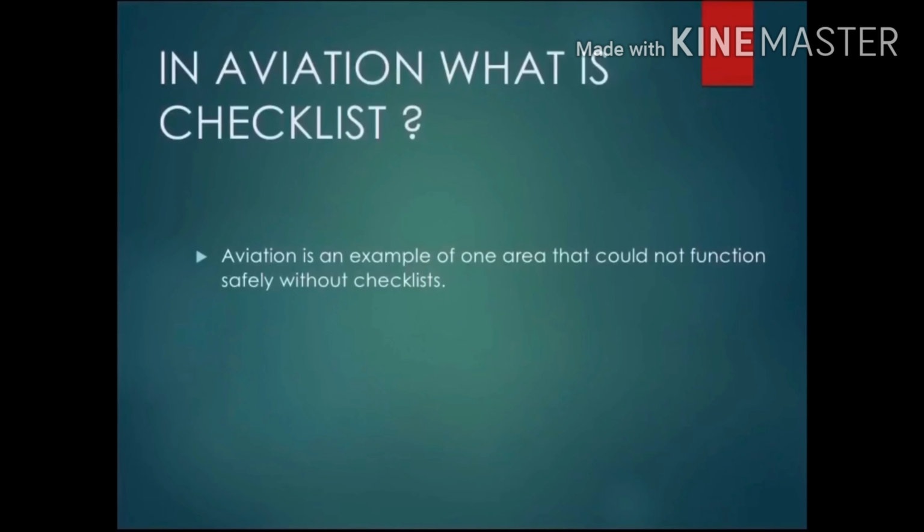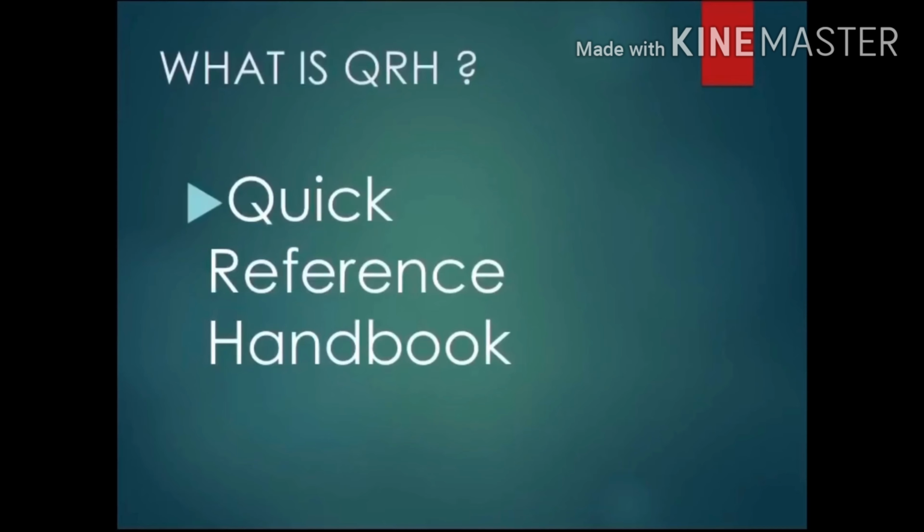In aviation, what is a checklist? Aviation is an example of one area that could not function safely without checklists. Checklists are relatively simple and so are generally committed to memory. These are usually bundled in an easy-to-use QRH, the Quick Reference Handbook. It contains all the procedures applicable for abnormal and emergency conditions in an easy-to-use format.